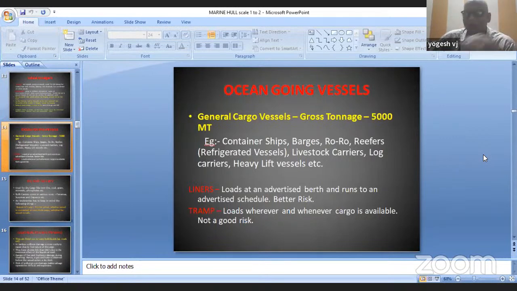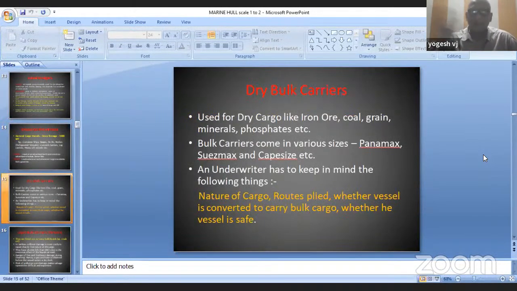So, these are bad risks. Tramps are bad risks, and tramps are usually ill-maintained. Usme koi crew ka competency hoga nahi rehta. So, they are bad risks. Remember this: liners and tramps. Liners run on advertised schedule. Tramps do not.